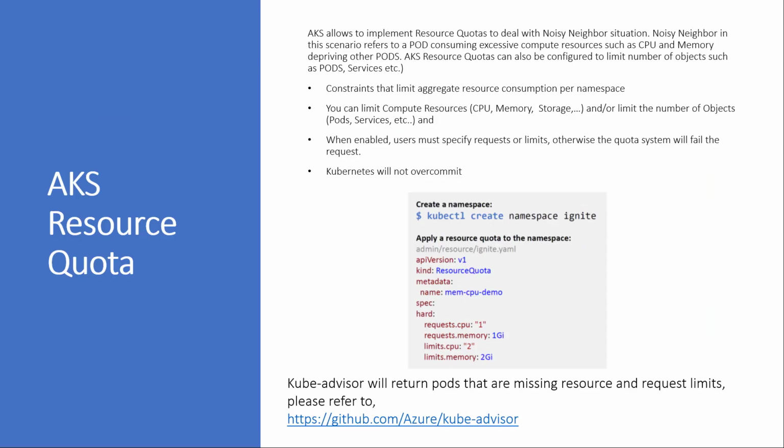Moving forward, the AKS resource quota, right? This is an important topic from the operations perspective. When you start putting different workloads on your Azure Kubernetes Service, you can find one of the applications or pods that is very hungry in terms of compute resources. Generally, it is referred to as a noisy neighbor situation, right?